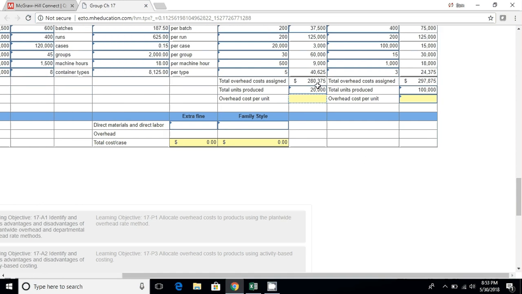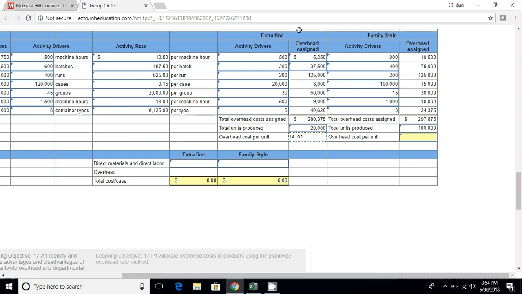You know what happens. 280,375, and we're going to divide this by 20,000. Do it on your calculator, divided by 20,000 is going to get us $14.02. That's the overhead cost per unit for extra fine. If I take 297,875, we divide that by 100,000, it should be 2.97875, which is the same as 2.98. That's the overhead cost per unit.